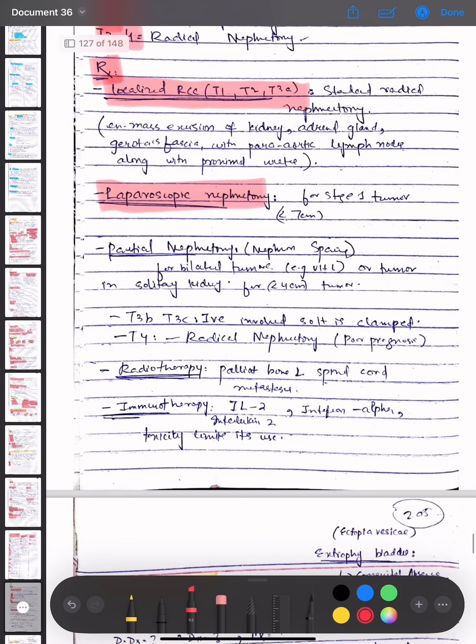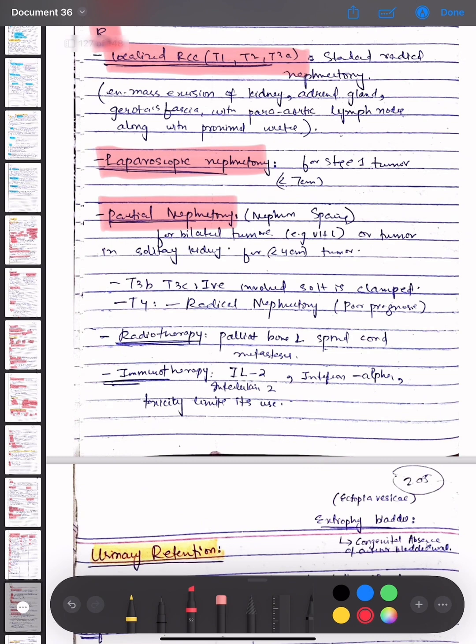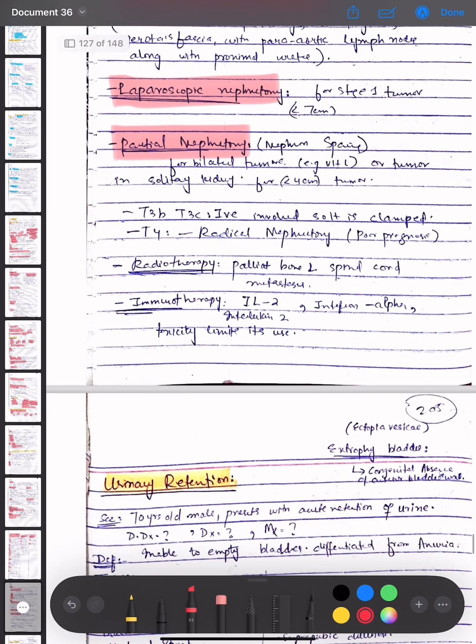Partial nephrectomy is done for nephron sparing, for example in bilateral tumors, or tumor in a solitary kidney, for tumors less than 4 cm. For T3b and T3c, radical nephrectomy is done for the involved structures. T4 is treated with radical nephrectomy, but the prognosis is poor.